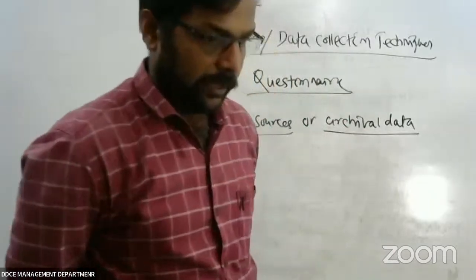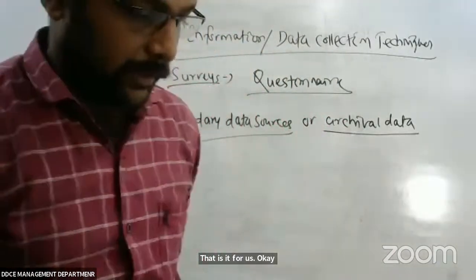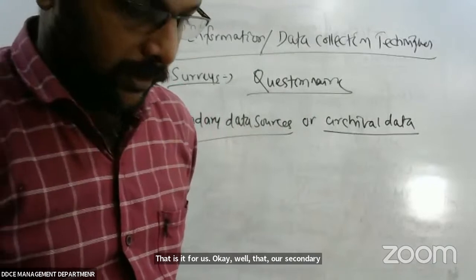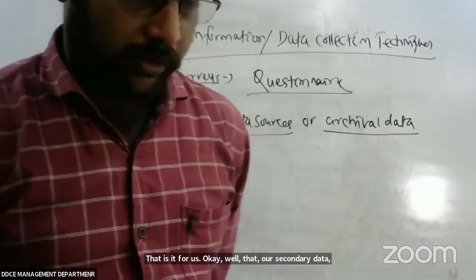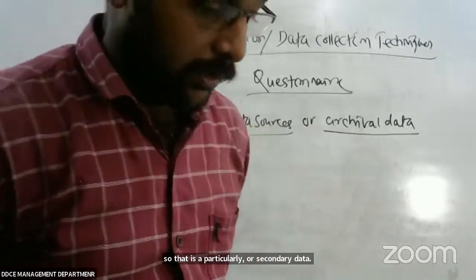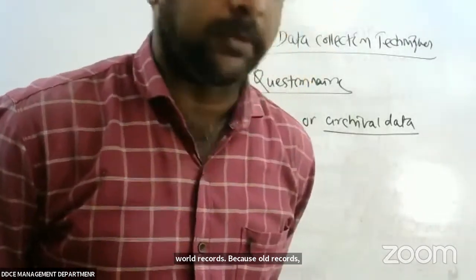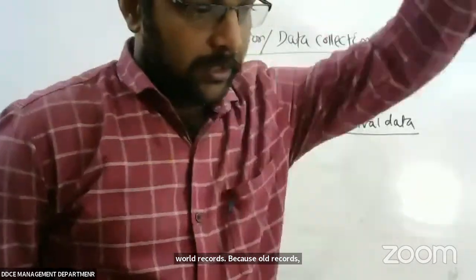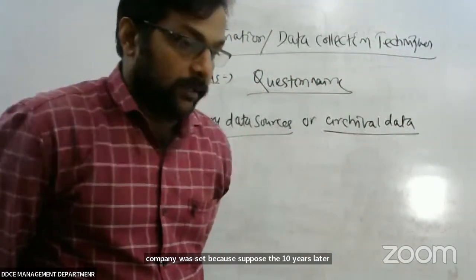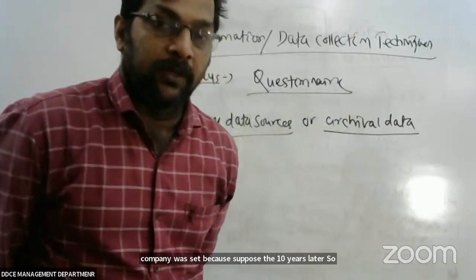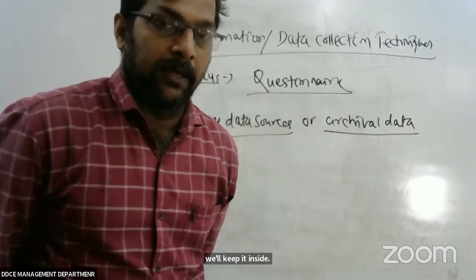That is referred to as archival data. So archival data, or secondary data, is collected through old records, magazines and the company website. Suppose there is 10 years of data; we keep it in a different site, which is referred to as the archival site.